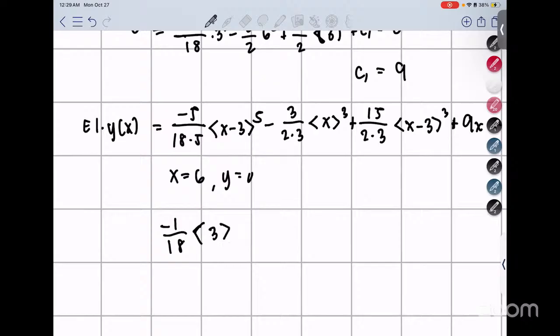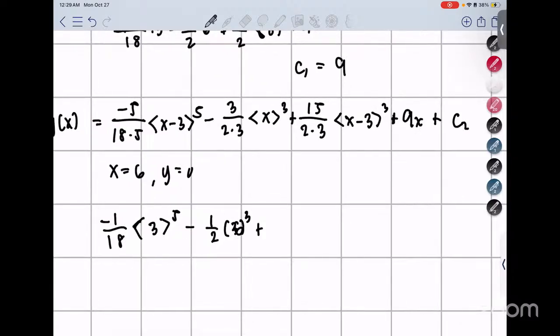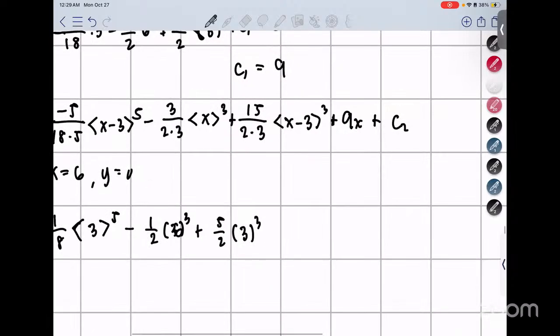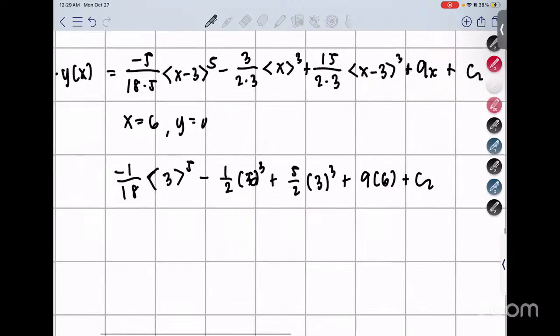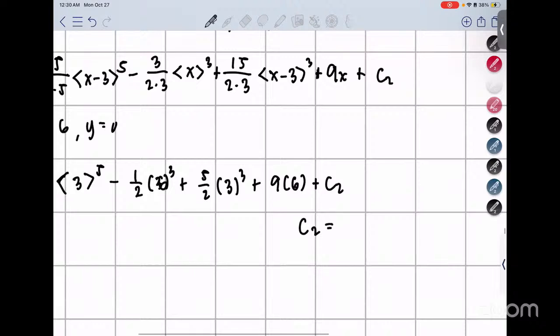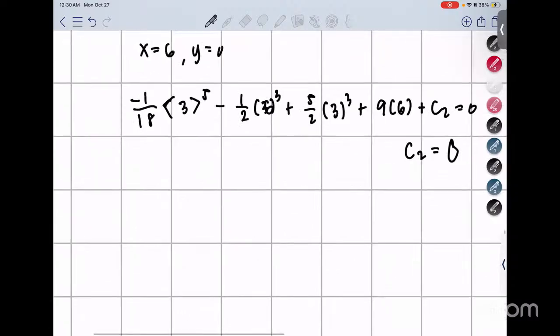3 raised to 5 minus 1 half, 3 raised to 3, 6 raised to 3 plus 5 over 2, 3 raised to 3 plus 9, 6 plus C2. You will get that C2 is equal to 0. Kasi equate this to 0, C2 is also equal to 0. And therefore, wala siya.